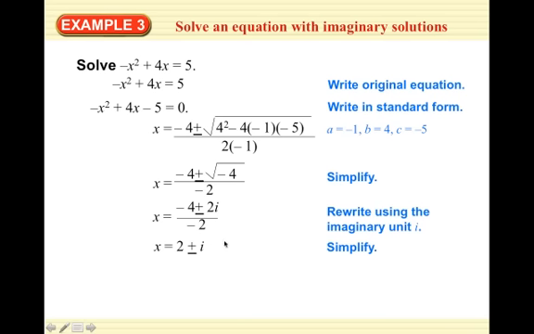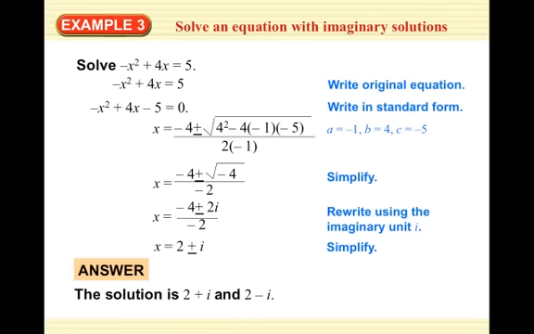But notice we just write plus or minus i because all it did was the 2i divided by negative 2, that made the positive the negative 1 and then the negative 1 the positive 1. So it gets absorbed, that negative gets absorbed in the plus or minus. So we have 2 plus or minus i. So we've got two solutions, 2 plus i and 2 minus i.